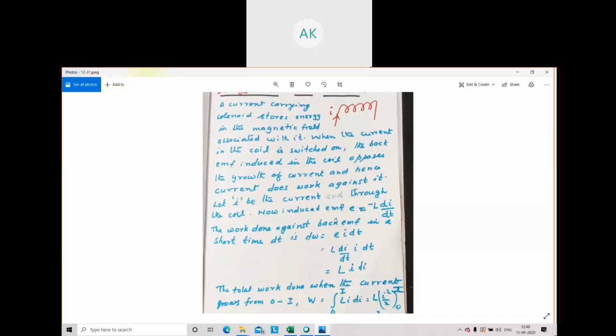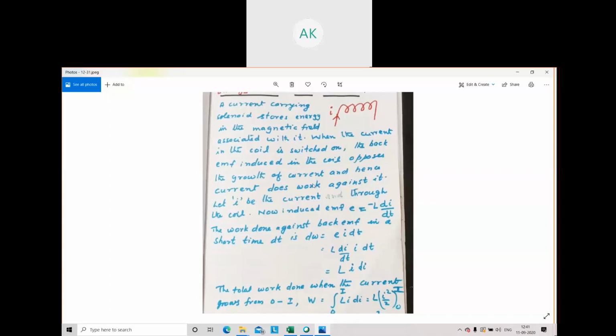Then the work done against the back EMF in a short time dt is equal to, see here we use the equation for power, dw by dt, that is the work done per time, that is E into I. So dw equals EI into dt. We start with this equation.